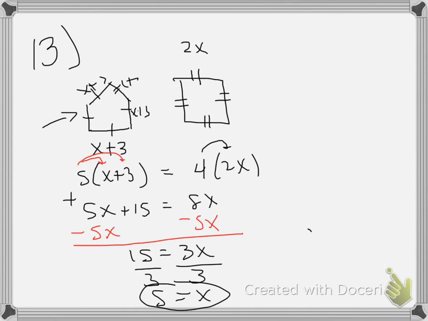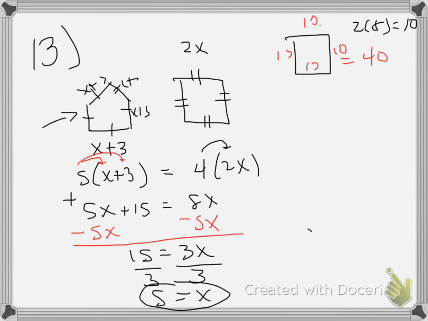All right, so what does that mean for each one? Well, the square, if it's 2x and x equals 5, that's like saying 2 times 5 is 10. So this here would be 10, and that would be 10, and that would be 10, and that would be 10. So that perimeter would be 40.